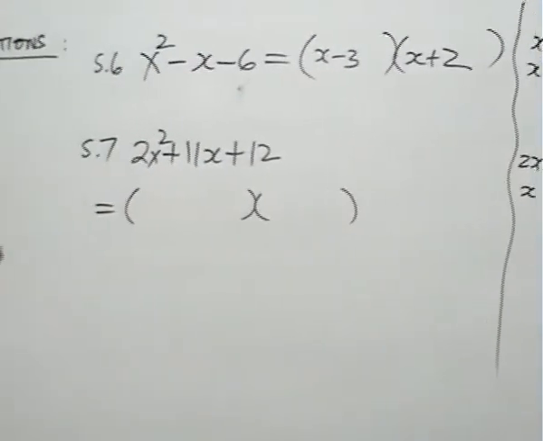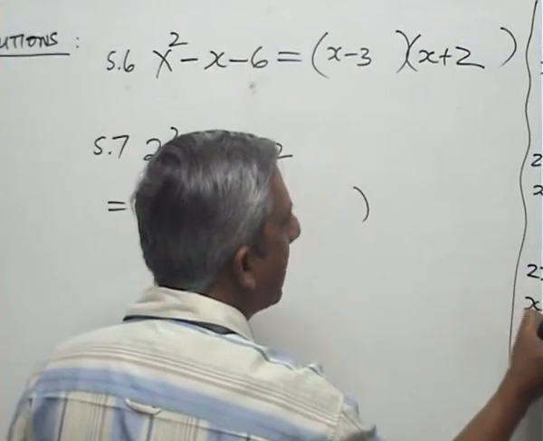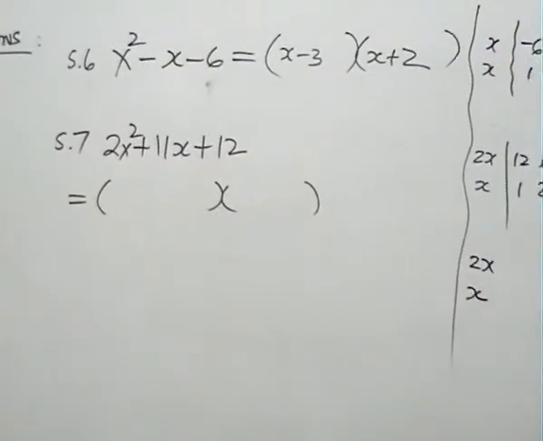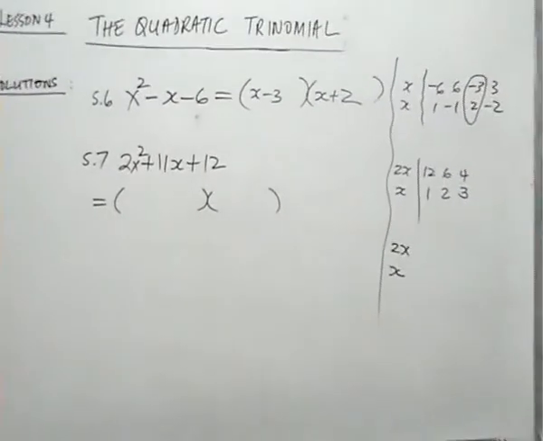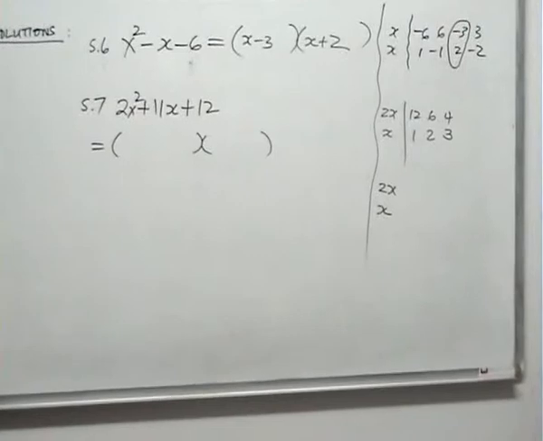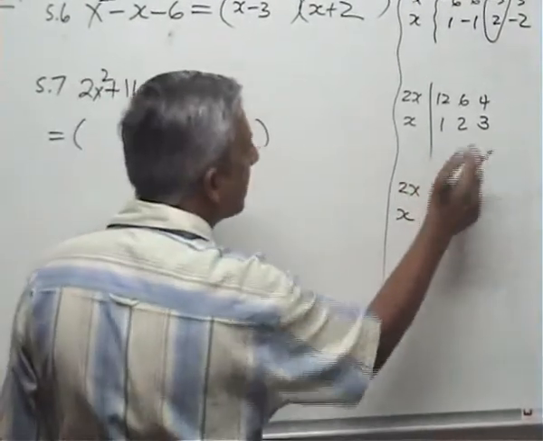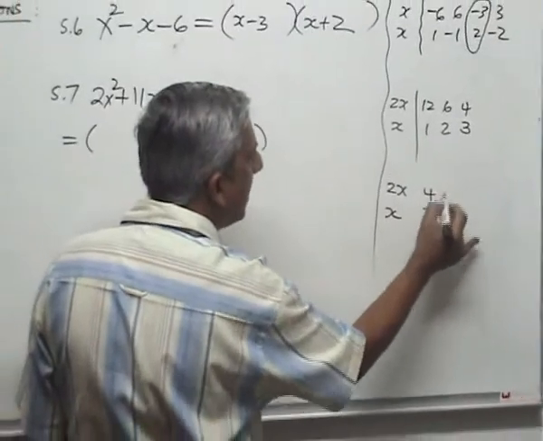Now I've got to choose wisely. So there's 2x and there's x. Now in this example here, it goes by feel. You just got to think which one might give us the right answer. So in case we get the feeling that 4 and 3 giving us the right answer, we'll just take 4 and 3 and try it.